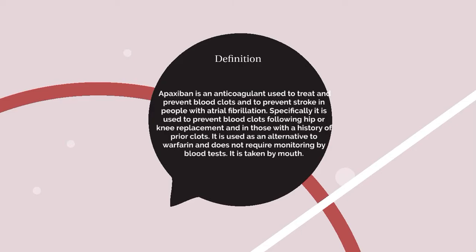Definition: Apixaban is an anticoagulant used to treat and prevent blood clots and to prevent a stroke in people with atrial fibrillation. Especially, it is used to prevent blood clots following hip or knee replacement, and in those with a history of prior clots. It is used as an alternative to warfarin and does not require monitoring by blood tests. It is taken by mouth.